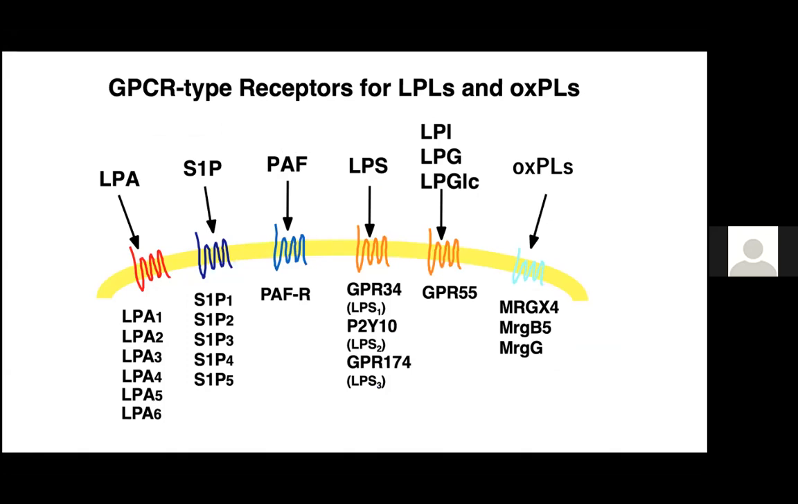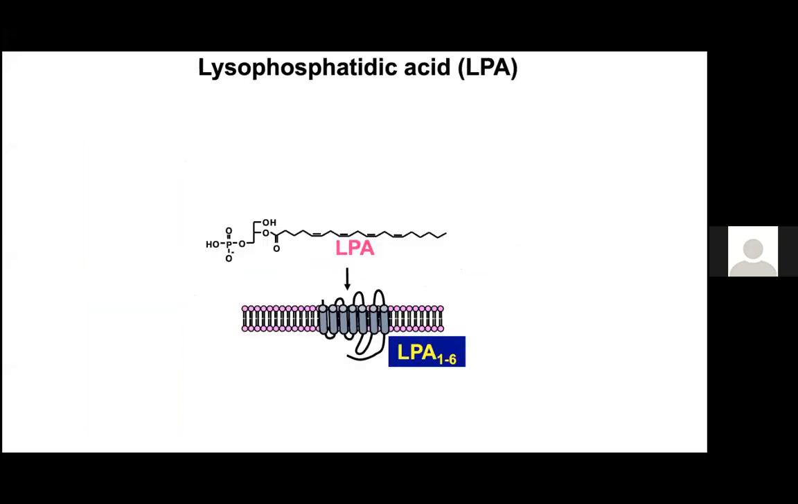I have been working on LPA signaling, so first, I would like to talk about LPA. Six GPCRs that specifically respond to LPA have been identified, and they are now known as LPA1 to LPA6 in the order of discovery. LPA is the simplest glycerolysophospholipid, consisting of one glycerol backbone, one fatty acid, and one phosphate group.